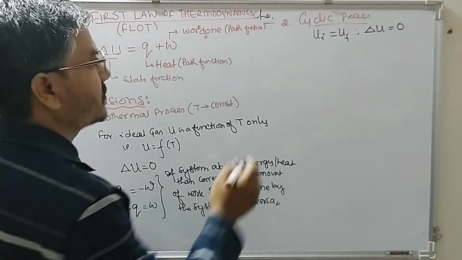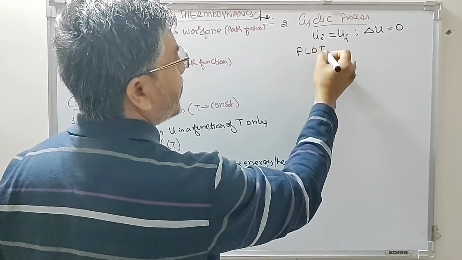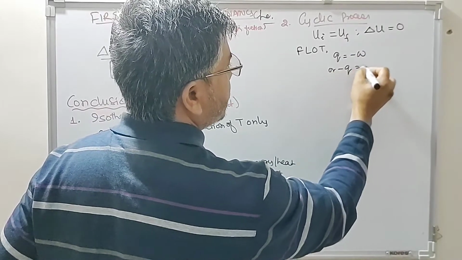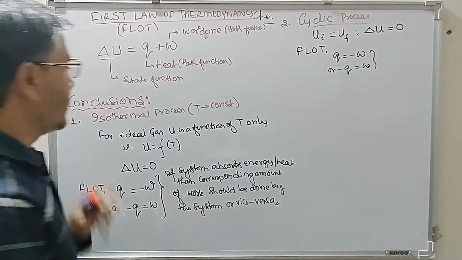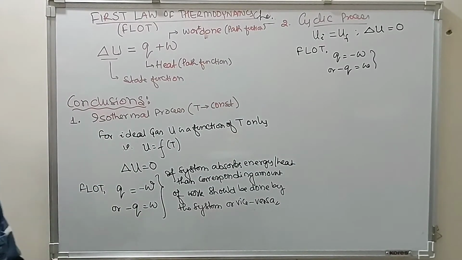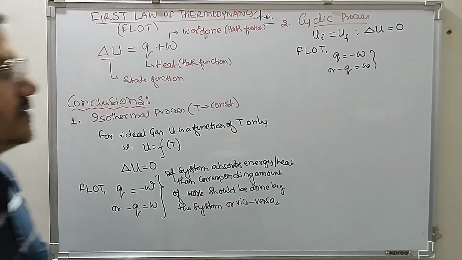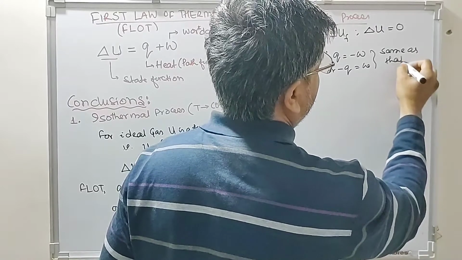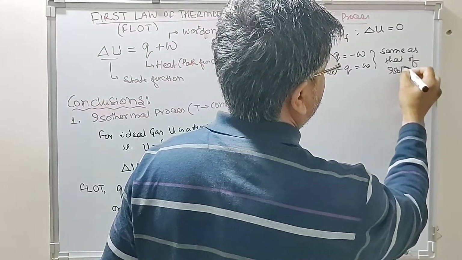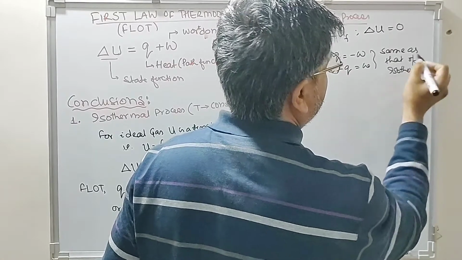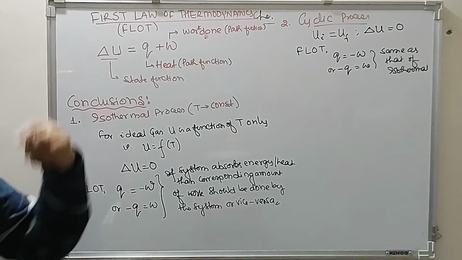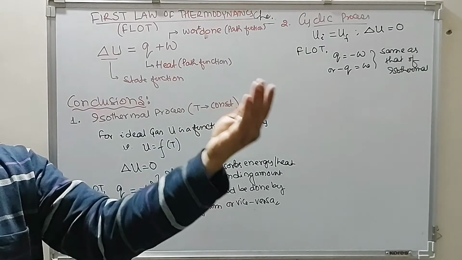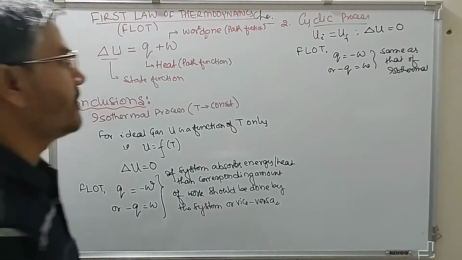So again look at this from the first law of thermodynamics. We have Q is equal to minus W, or minus Q is equal to W, same as that of the isothermal process. Next, if heat is absorbed by the system, the system will do work on the surrounding. If heat is released by the system, the surrounding will do work on the system.